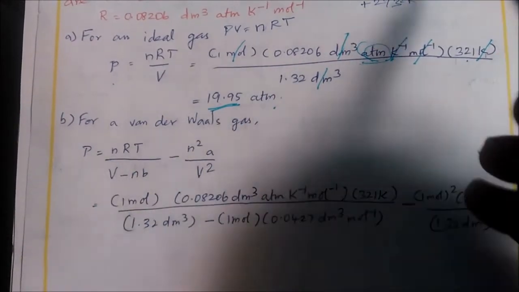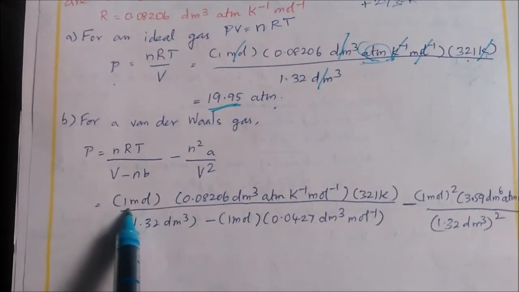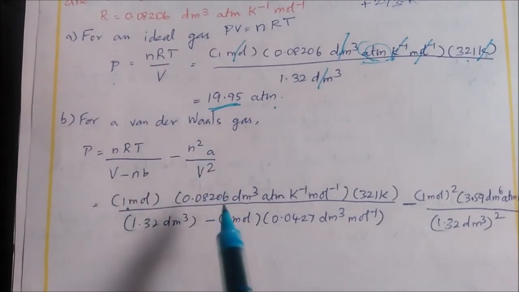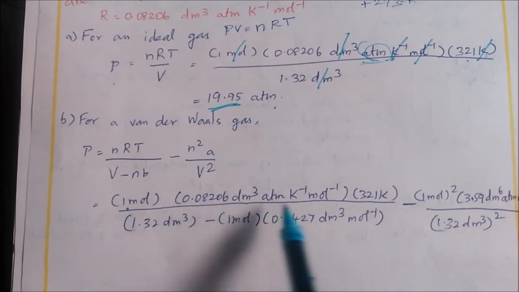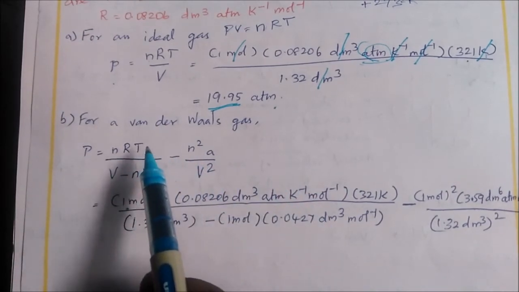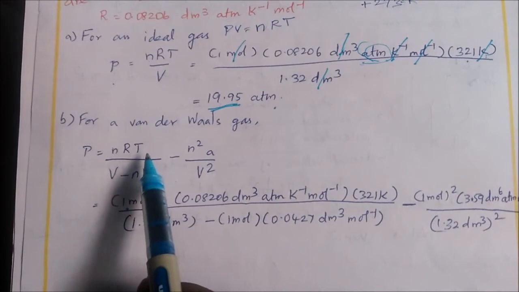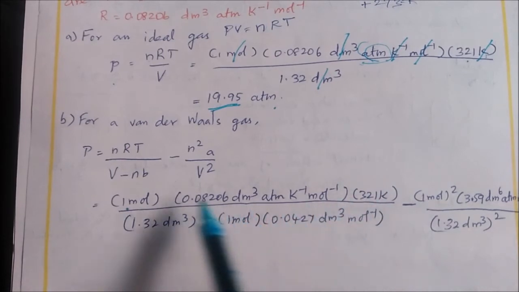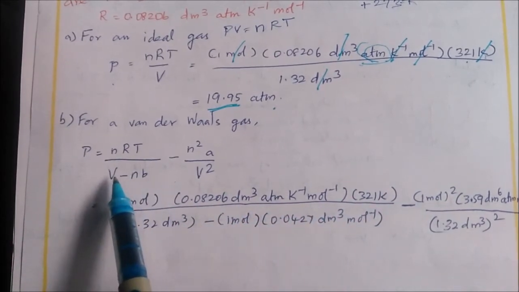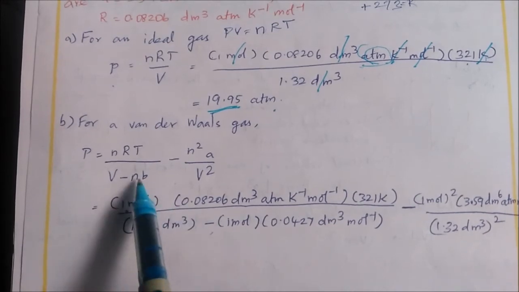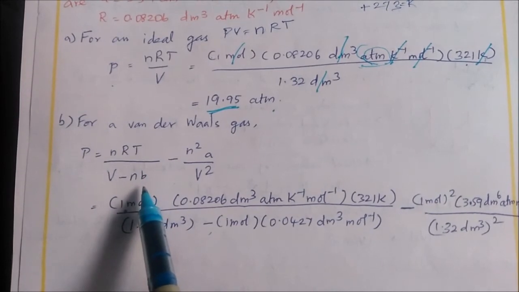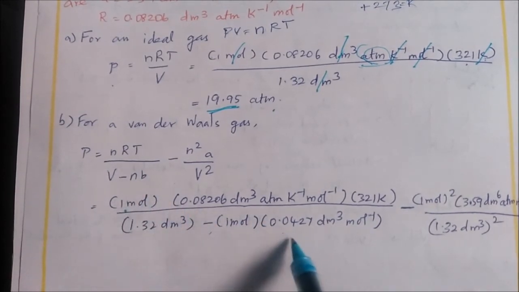N is the number of moles, so 1 mole of CO2 which is given in the problem. R, the gas constant value 0.08206 which is given, that can be written, and T, the temperature, is 48 degrees Celsius, and when we convert the value into Kelvin, we will be getting 321 Kelvin, divided by volume 1.32 decimeter cube, minus n, how many moles? 1 mole, into what is the constant B, the van der Waals constant, 0.0427 decimeter cube mole inverse.